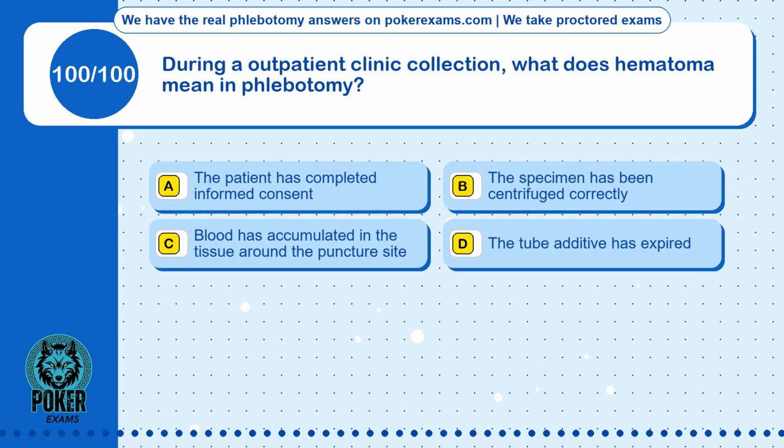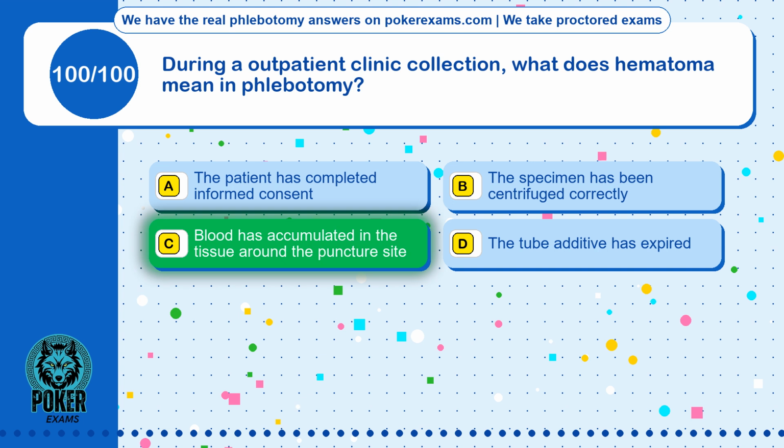Question 100. During an outpatient clinic collection, what does hematoma mean in phlebotomy? Option A. The patient has completed informed consent. Option B. The specimen has been centrifuged correctly. Option C. Blood has accumulated in the tissue around the puncture site. Option D. The tube additive has expired.